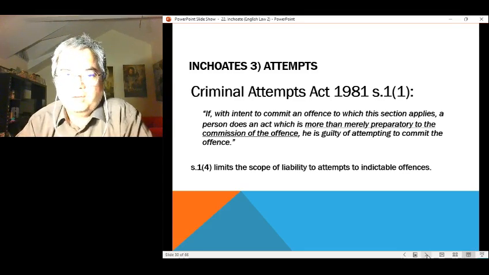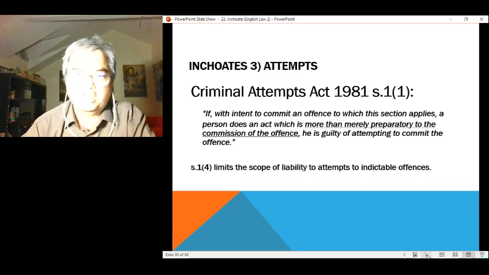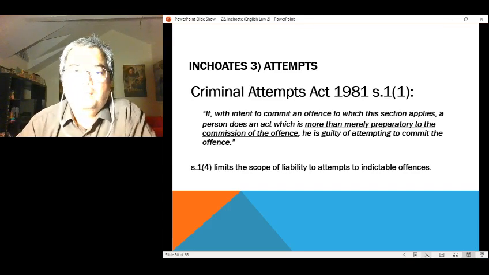Now, attempt is found under the Criminal Attempts Act 1981, specifically at Section 1(1). And it provides as follows: if with intent to commit an offense to which this section applies, a person does an act which is more than merely preparatory to the commission of the offense, he is guilty of attempting to commit the offense. So it's pretty straightforward, right?